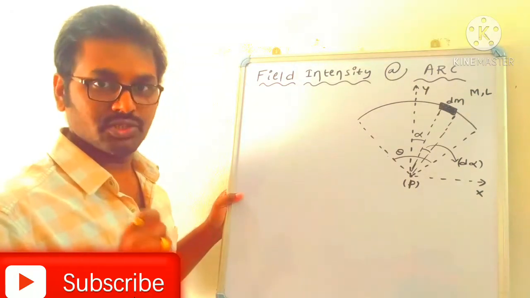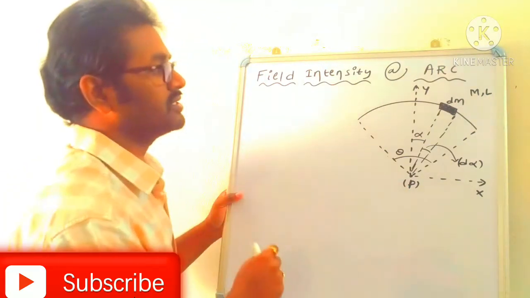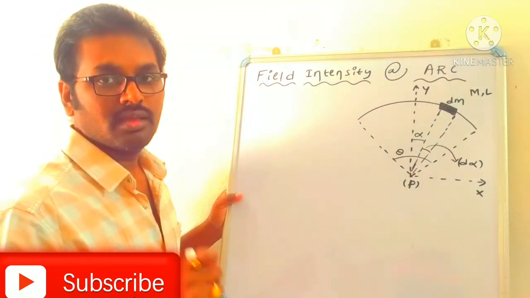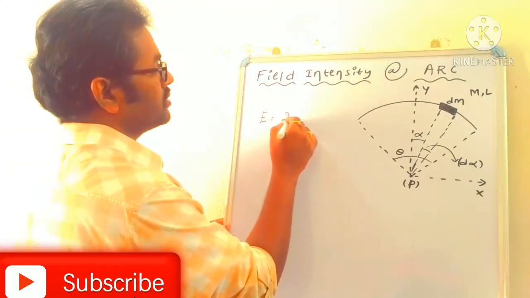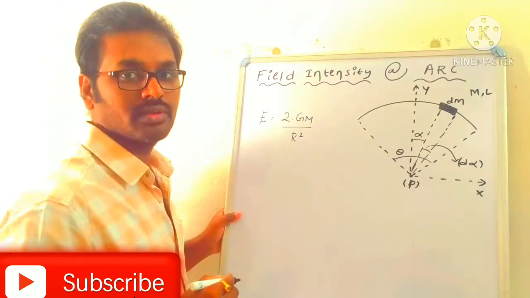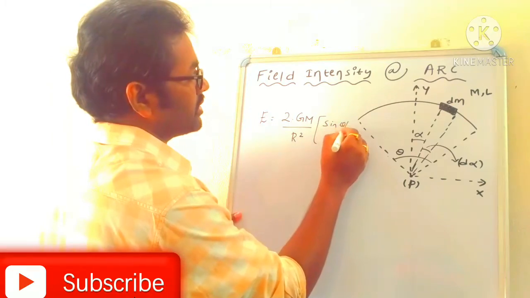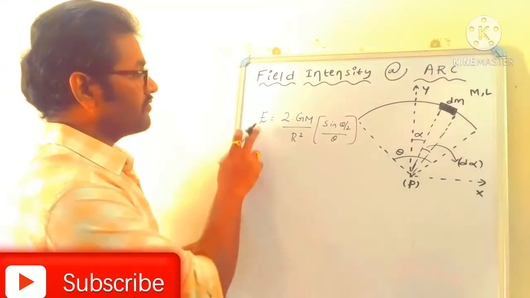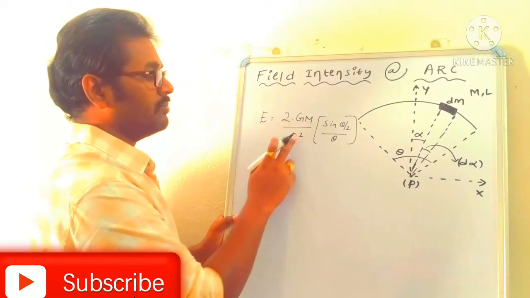Initially, I am giving the result to you. Later we can see how to get that. The field intensity at this point due to the arc of mass m and length l is given by E is equal to 2GM by r square into sine theta by 2 divided by theta.